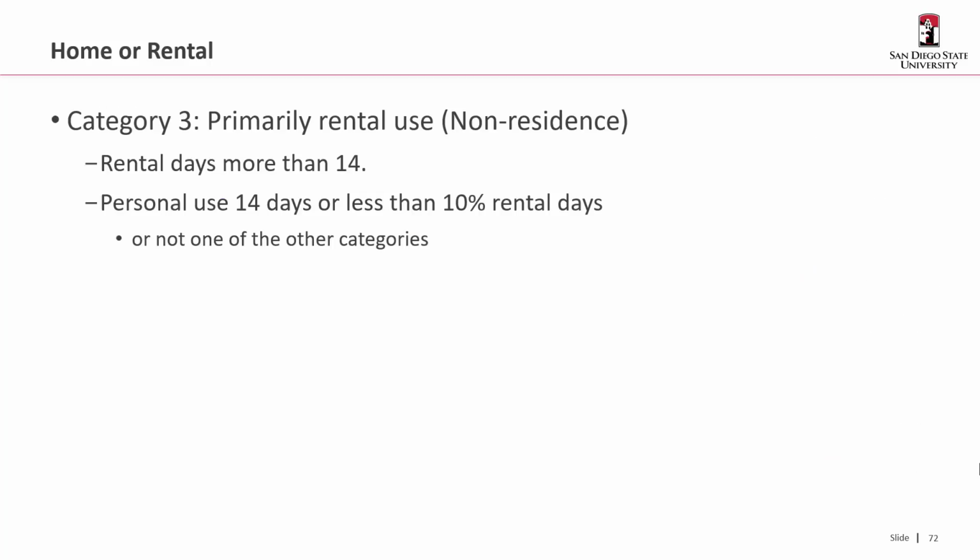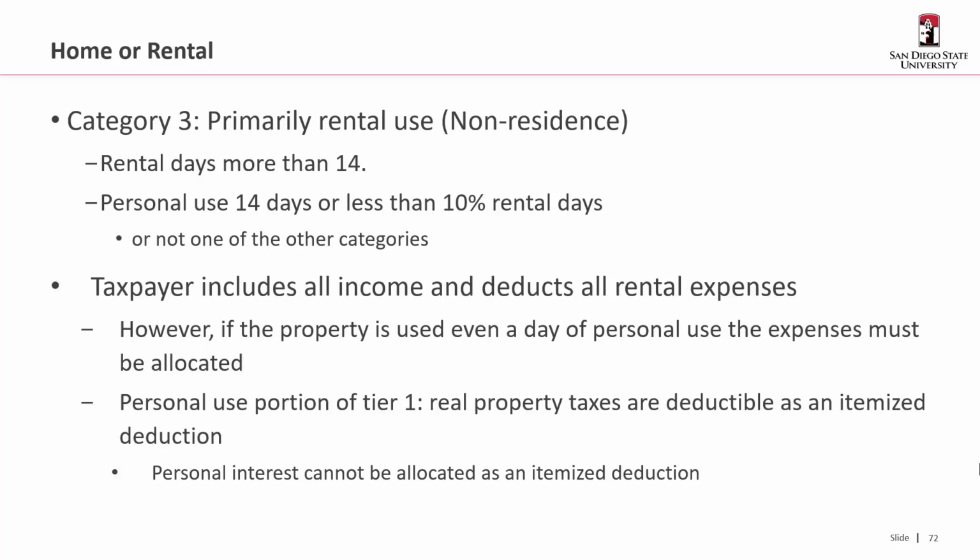Okay, our third category is primarily rental use, or as I call it, just a non-residence. So rental days are more than 14, and personal use is now 14 days or less than 10% of rental days. So another way of thinking about it is, if it's not category 1 and it's not category 2, it has to be category 3. These are mutually exclusive categories.